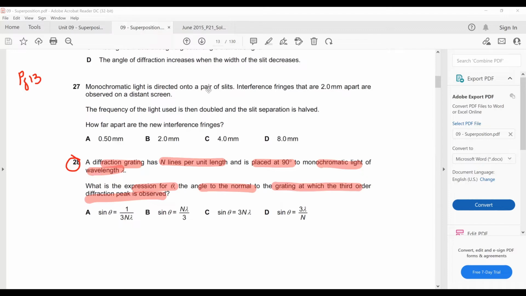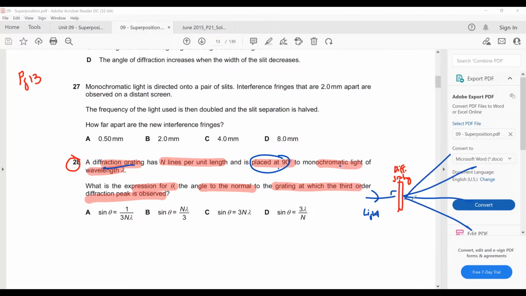Okay. So this one is your diffraction grating. Your light is this one. They say that your light is at 90 degrees to the grating. Basically, what they said here was that diffraction grating is placed at 90 degrees to monochromatic light of wavelength lambda. So this is your light. You're placing your grating perpendicular to it. That's what it was saying. All right. So light passing through diffraction grating, it will tend to spread out like this and then form an image on your screen, giving you something like this.